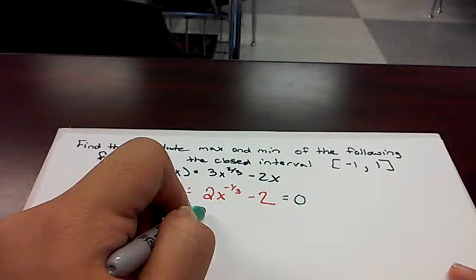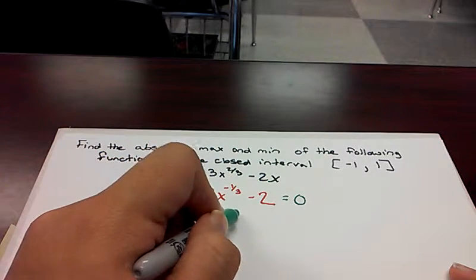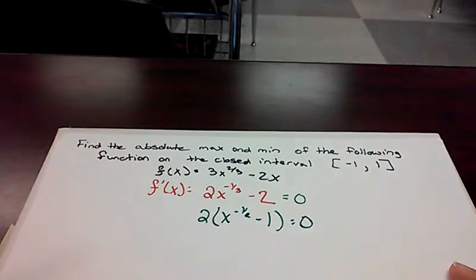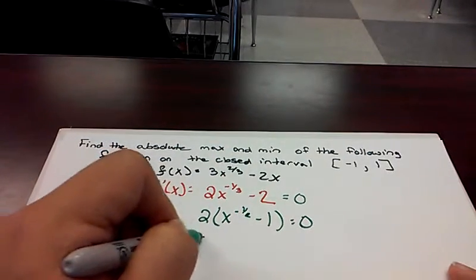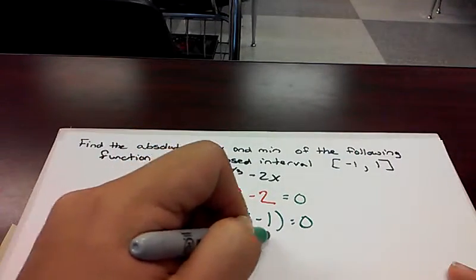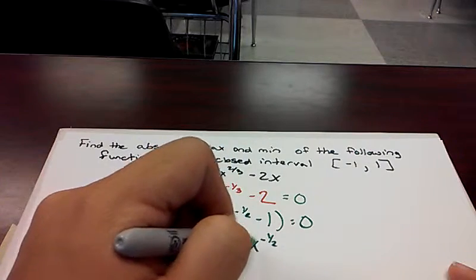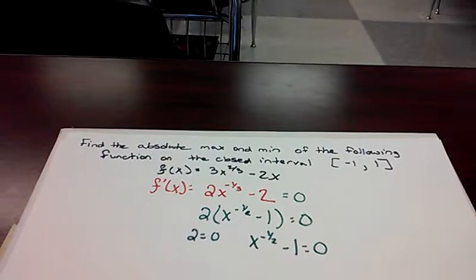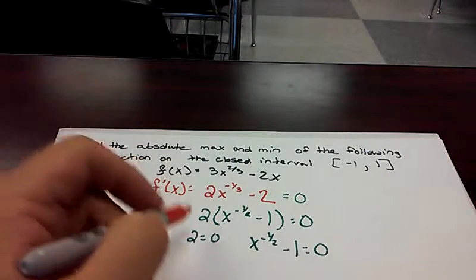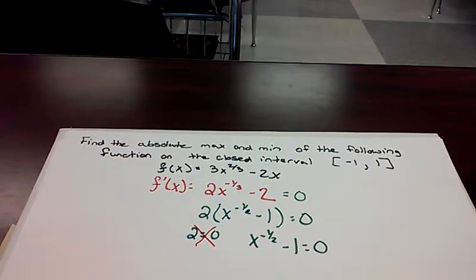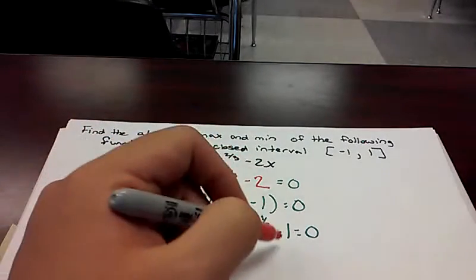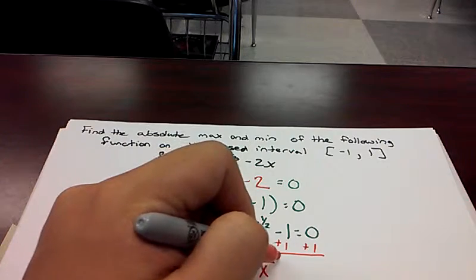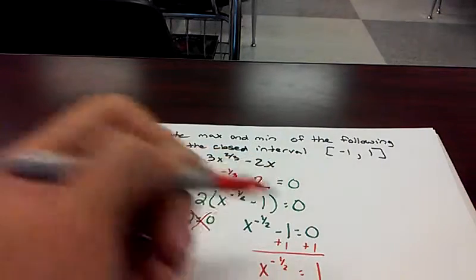I notice I can pull out a GCF of 2, so that'll leave x^(-1/3) - 1 equal to 0. I'm going to set each one of these equal to 0, so 2 is equal to 0, and x^(-1/3) - 1 is equal to 0. 2 is equal to 0 makes no sense, so we can throw that solution out. And then x^(-1/3) - 1 is equal to 0. I'm going to add 1 to both sides, so that'll give me x^(-1/3) is equal to 1.